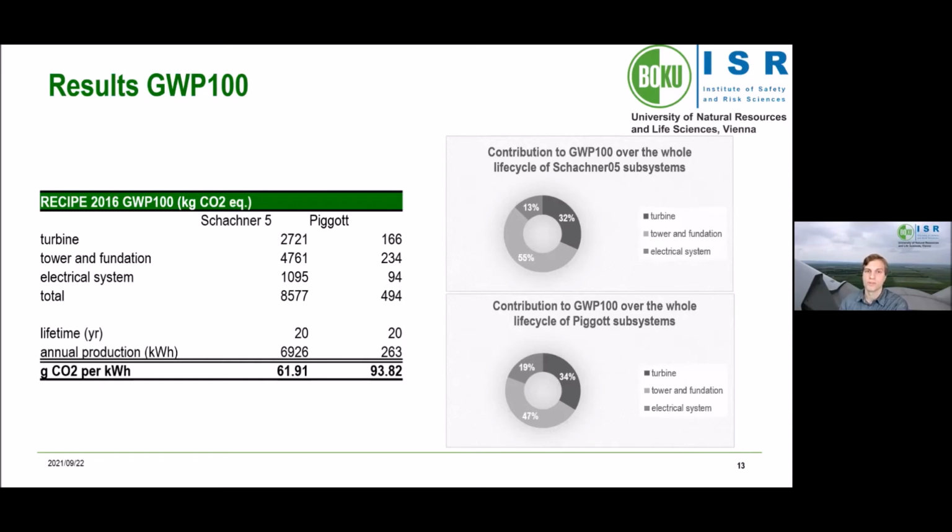And what we also see here on the right is that for both systems, about 1/3 of the emissions, or the global warming potential, stems from the turbine. About half of the emissions come from tower and foundation, and a rather small rest goes to the electrical system. Although if we look at other parameters, the electrical system, of course, is of more importance because you have more rare earth materials and so on in there.